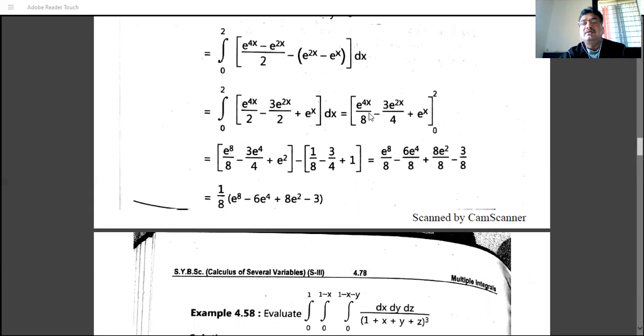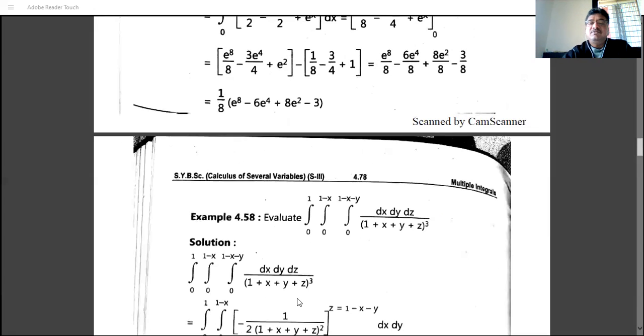And then we have the integration with respect to x. What is it? E raised to 4x integration is e raised to 4x by 4, that is 4 into 2 is 8. E raised to 2x integration is e raised to 2x by 2, 2 into 2 into 2 is 4. And e raised to x integration is itself, upper limit, lower limit. Then substitute and find the value of this bracket. If you substitute x equal to 4, that is the value at the upper limit, minus the value at the lower limit, that is substitute x as 0. And then we have this answer.